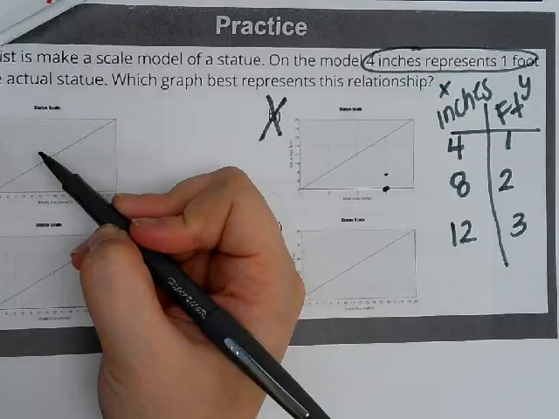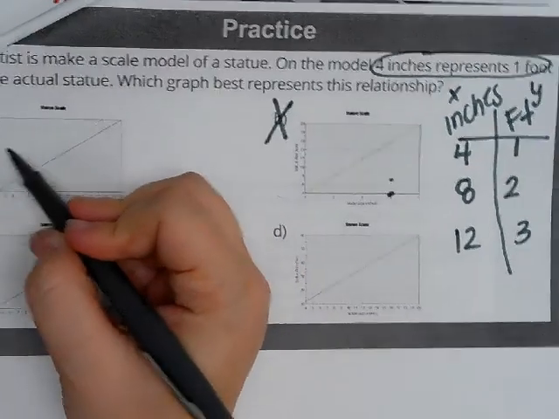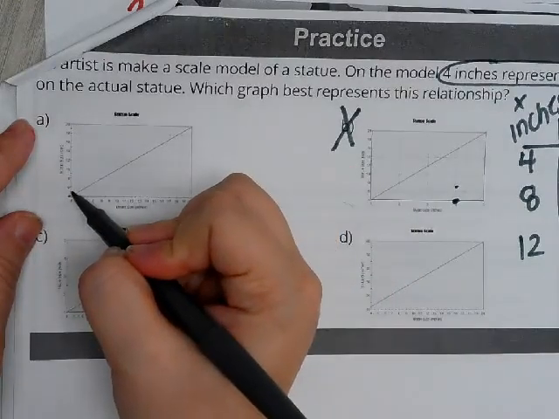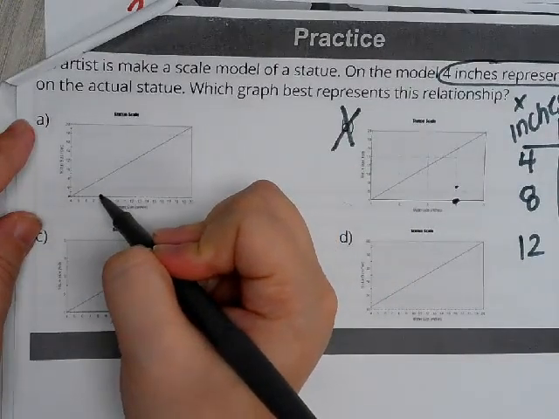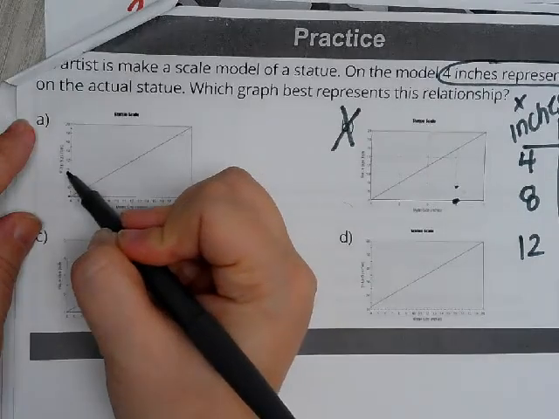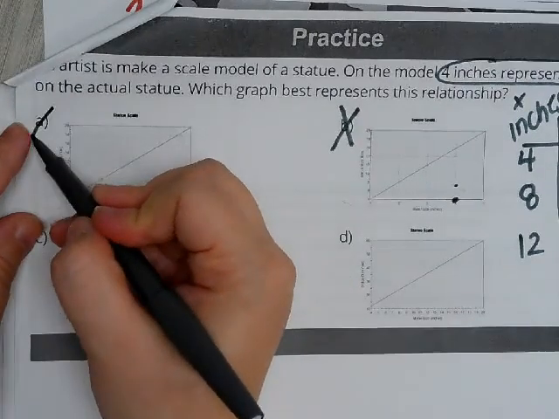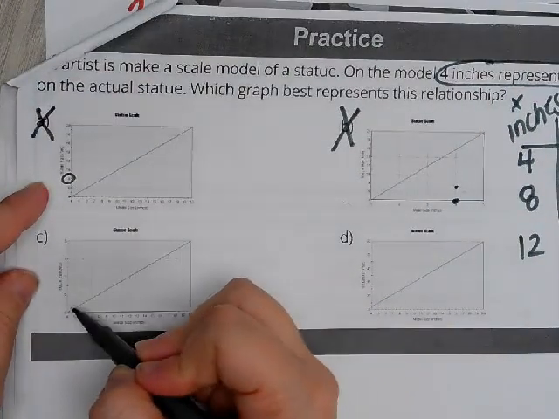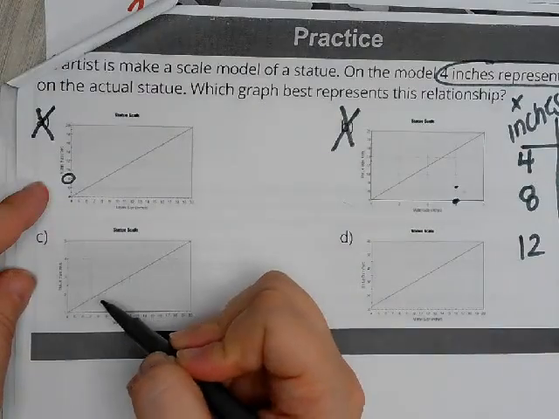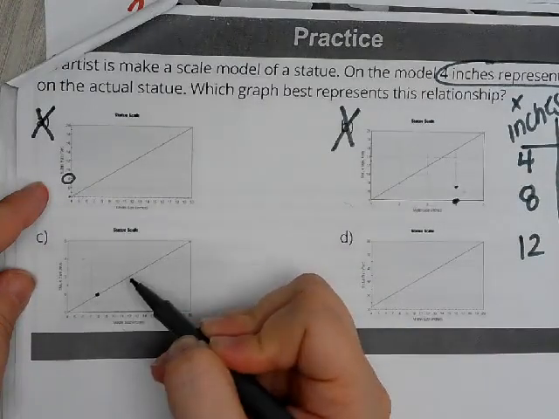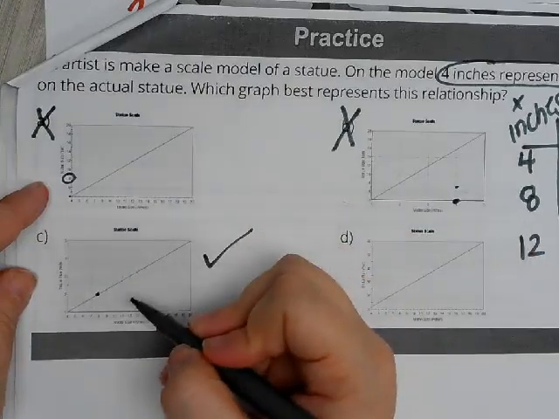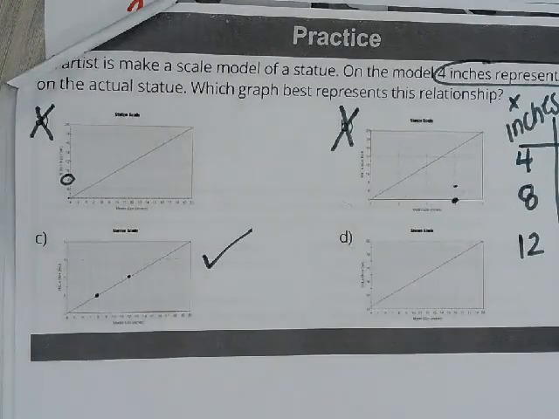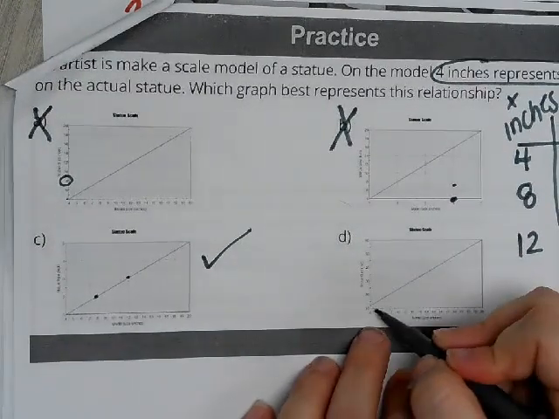If I look at A, from what I can tell, I have 4 inches, that looks like it's 1. But if I have 8 inches, I should have 2 feet. If I look, it's not 2. I think that's 8. That's not going to be my answer. For this one, 4 inches is 1 foot. So 8 inches is 2. That's correct. 12 inches is, I think that's 3. All right. And then if I look here, they're going by tens here. And so my answer here was C.